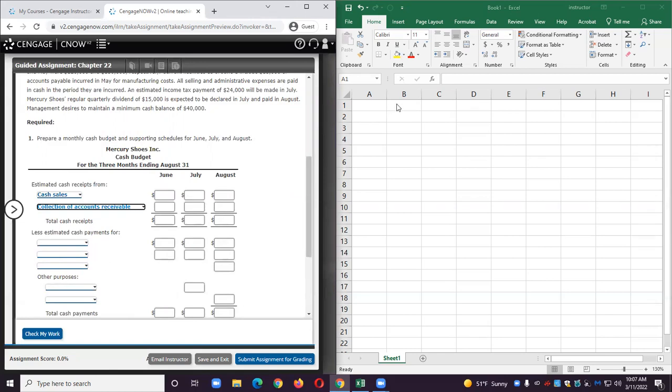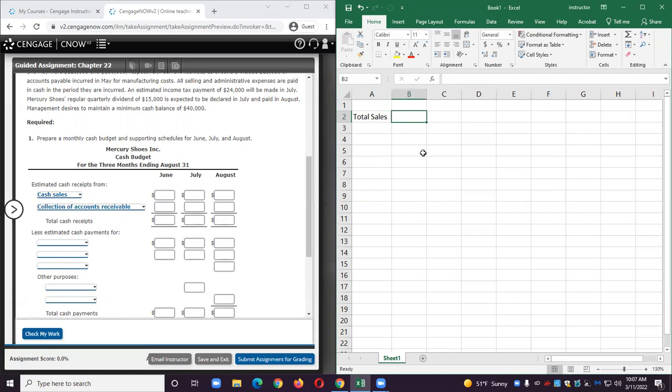So here's what I'm going to do. I'm going to start with saying, what were the total sales? I'm going to put that down one line. And I'm going to start all the way back at April, because we'll be collecting some of the April sales in June. We only need to make this budget for June, July, and August, but the fact that we'll be collecting some of that cash in June means we need to be aware of what sales were in April.